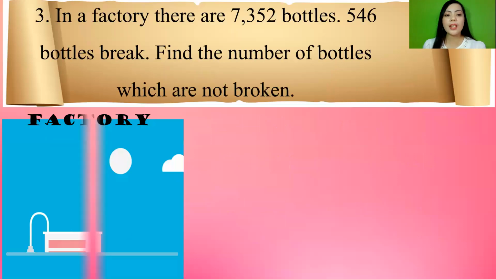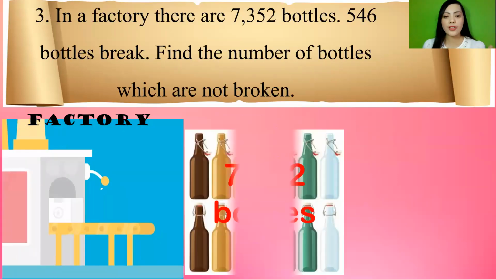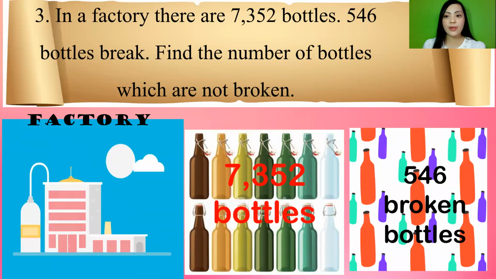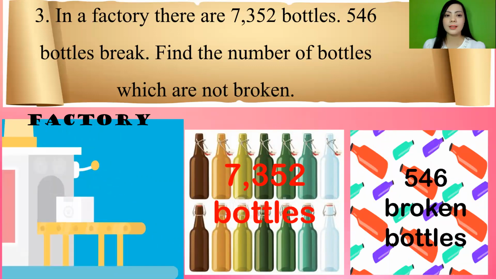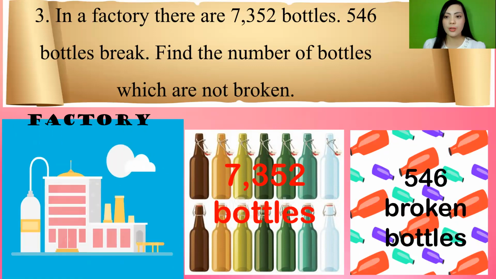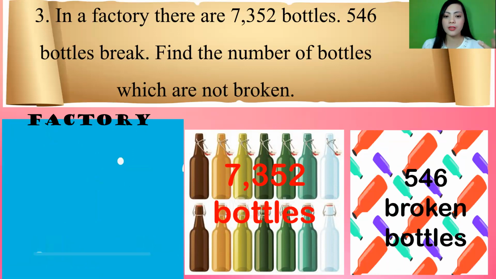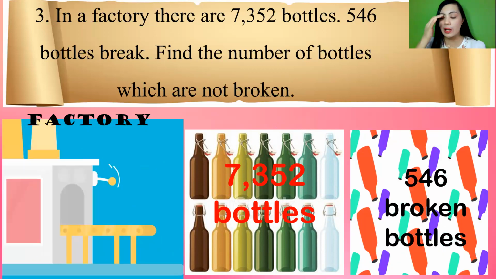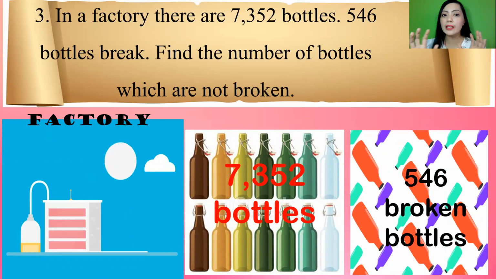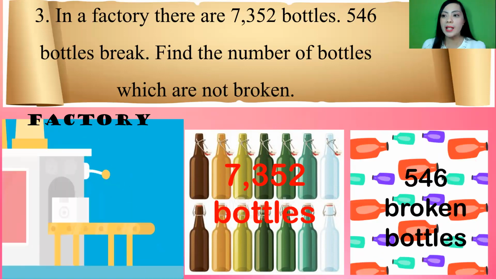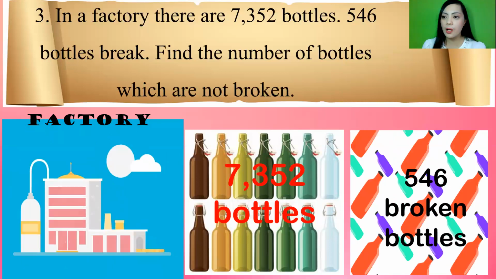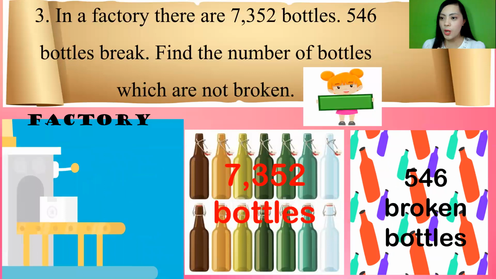All right. In a factory, there are 7,352 bottles. 546 bottles broke. Find the number of bottles which are not broken. So you all know that all the bottles are 7,352. Now we are looking for the bottles which are not broken. So we are not going to add them together, right? Because we are only looking for the bottles which are not broken. So definitely that is subtraction.